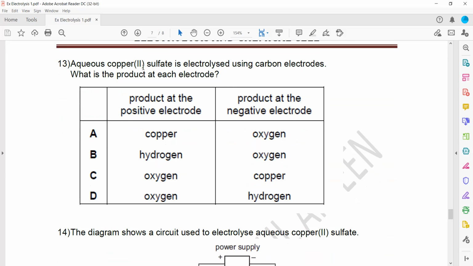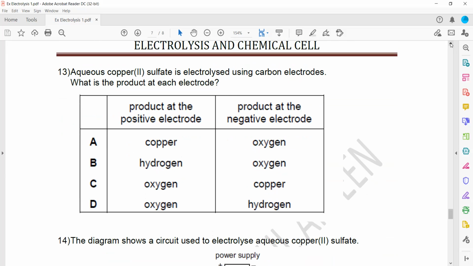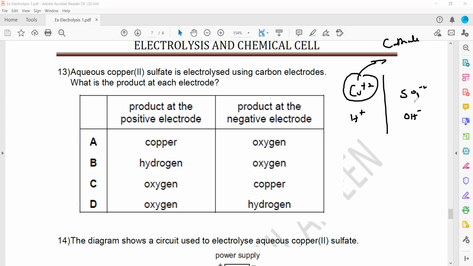In question 13, aqueous copper 2 sulfate is electrolyzed using carbon electrodes. So we have carbon electrodes. In the exam, you don't have to draw; you will simply work out that because carbon electrodes are there, we'll follow the procedure: copper ions, sulfate, and hydroxide. For positive ions, we check the reactivity. So copper ion will move towards the cathode, and for negative ions, we check amount. Sulfate, carbonate, and nitrate never move, so the second ion will be hydroxide.